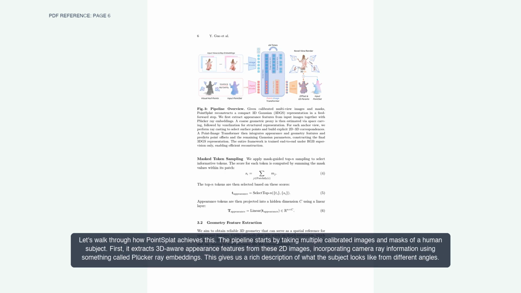Let's walk through how PointSplat achieves this. The pipeline starts by taking multiple calibrated images and masks of a human subject. First, it extracts 3D aware appearance features from these 2D images, incorporating camera array information using something called Plücker ray embeddings. This gives us a rich description of what the subject looks like from different angles.